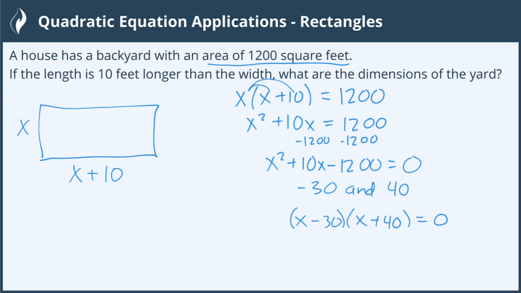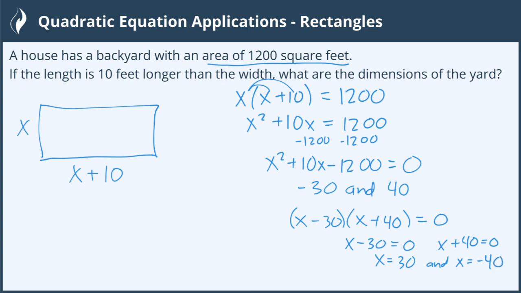Now that I have it factored, I can use the zero product property and set each factor equal to 0. x minus 30 equals 0. x plus 40 equals 0. Those are pretty simple to solve. I get x equals 30 and x equals negative 40.